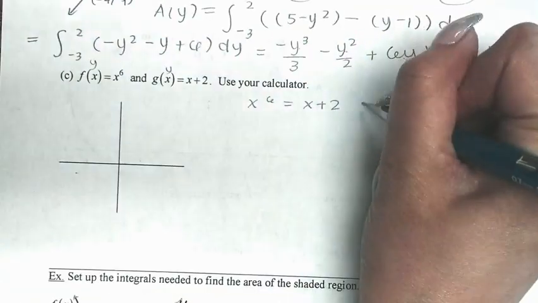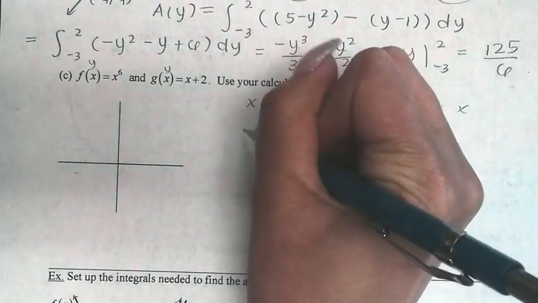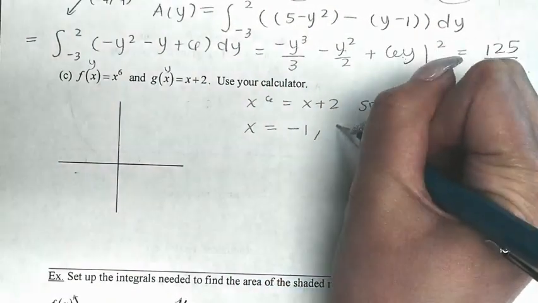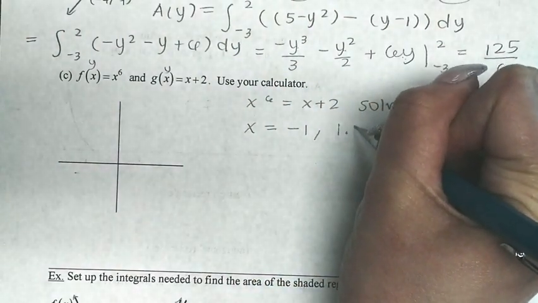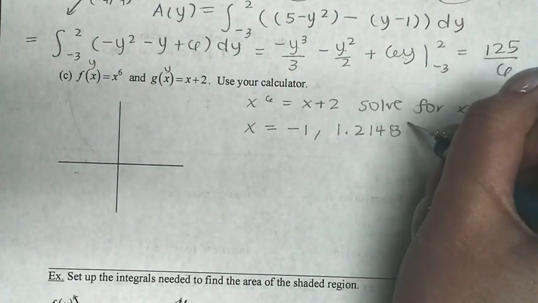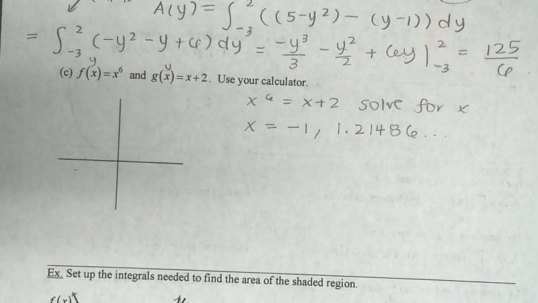Since we want to solve for x, my x is going to be negative 1, excuse me, and the second x is 1.2148 and so on. Okay, so it was that one.